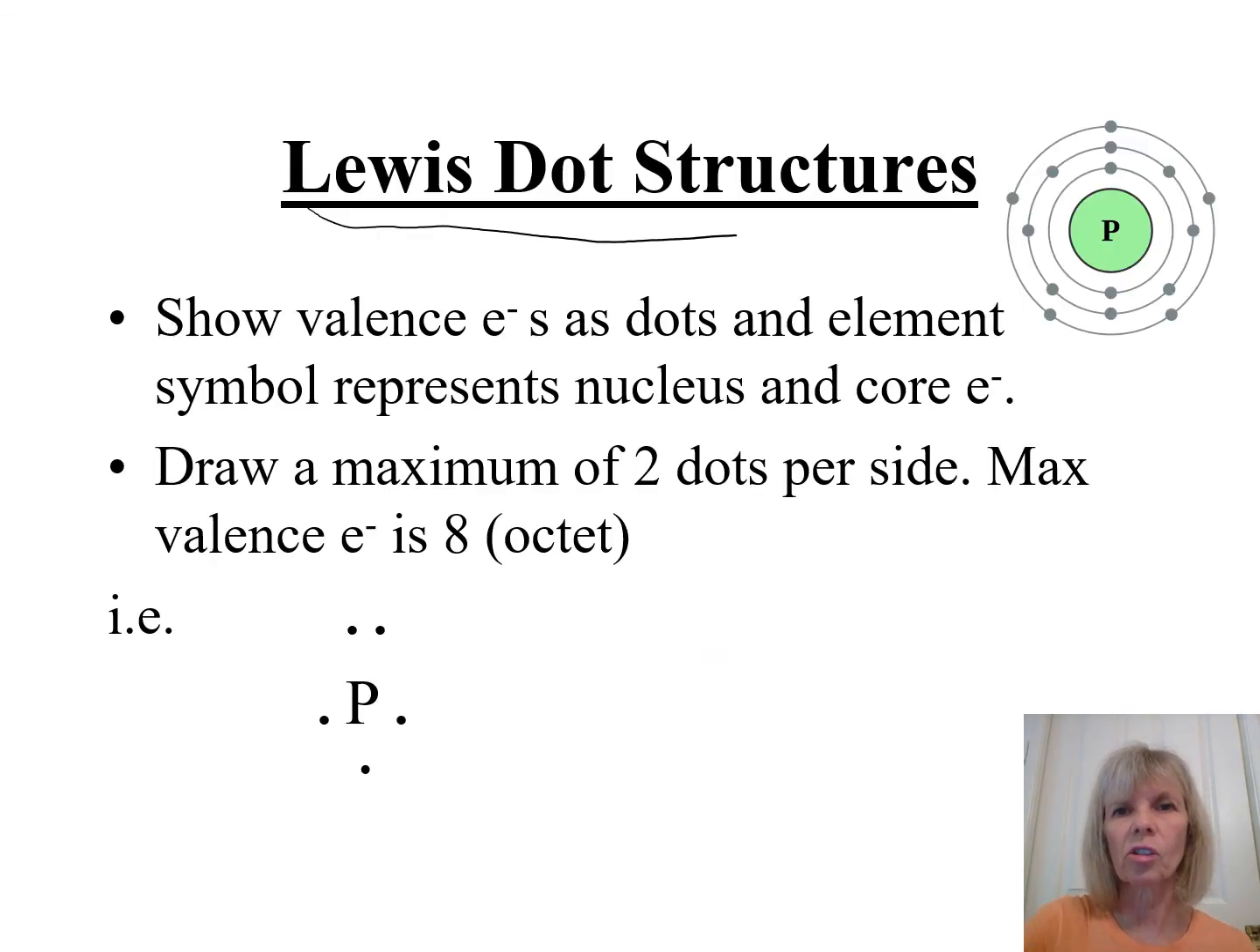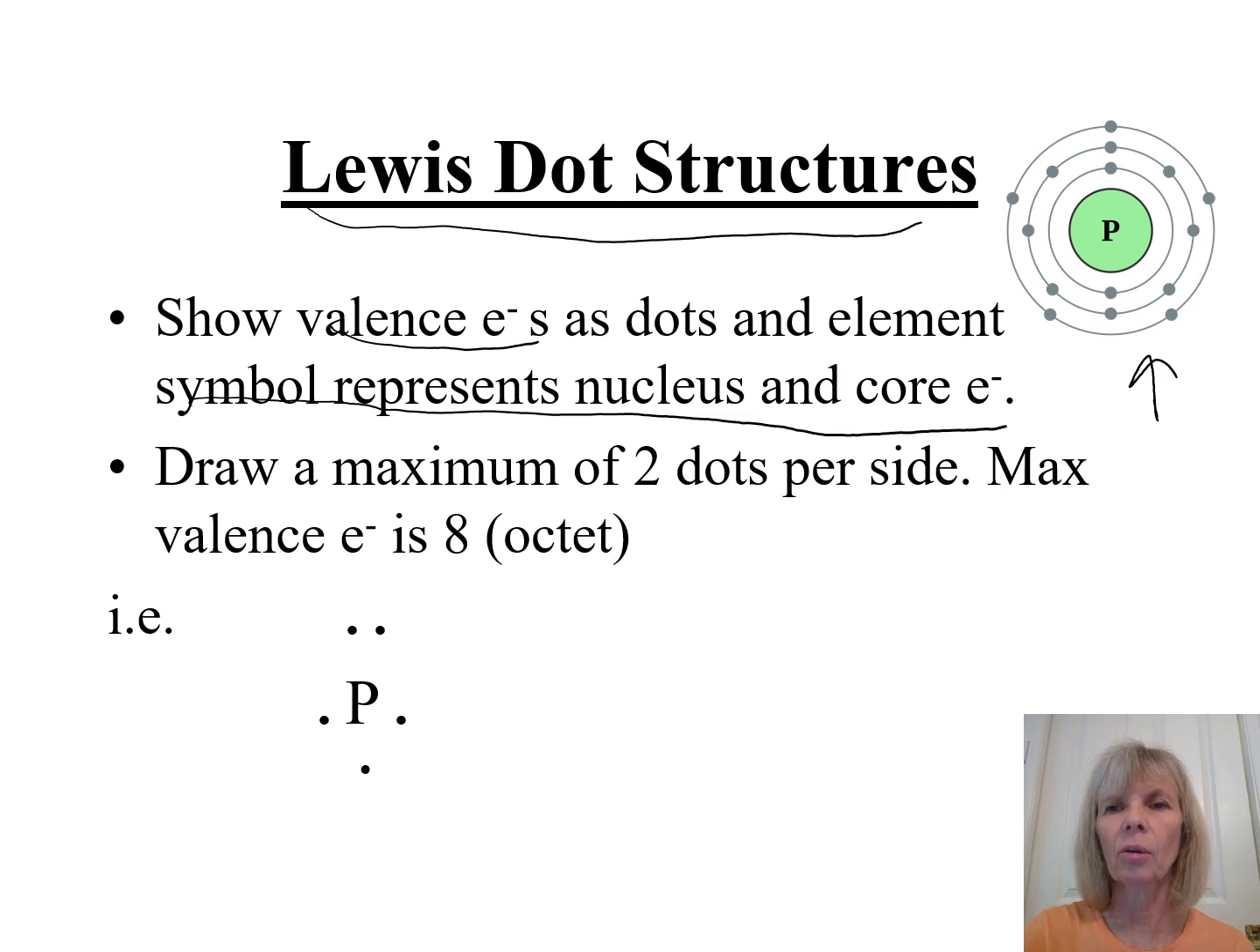Lewis dot structures are a way to show valence electrons for specific elements. How we do that is you write the element symbol, and your element symbol represents the nucleus and all the core electrons. So let's go back and look at our atom of phosphorus again. The green circle in the middle represents our nucleus. The core electrons are shell 1 and shell 2. The valence electrons would be in shell 3.